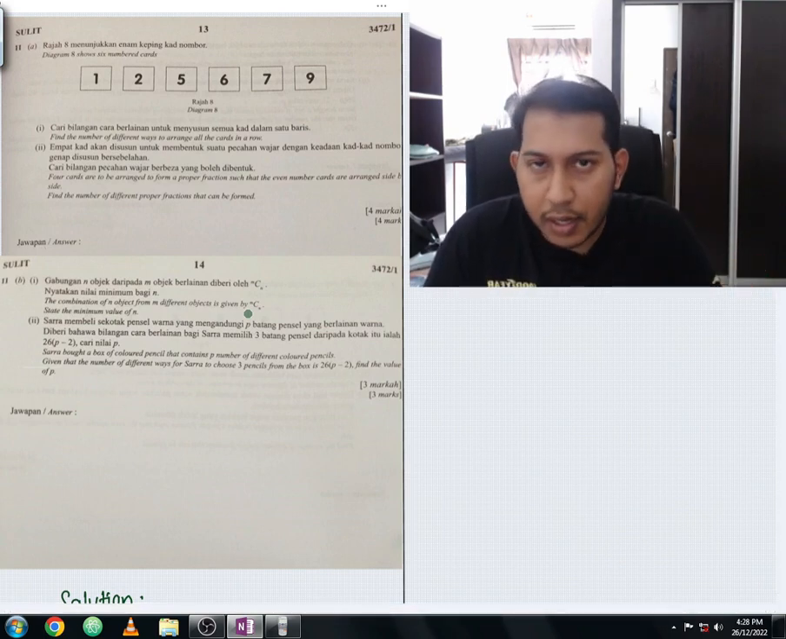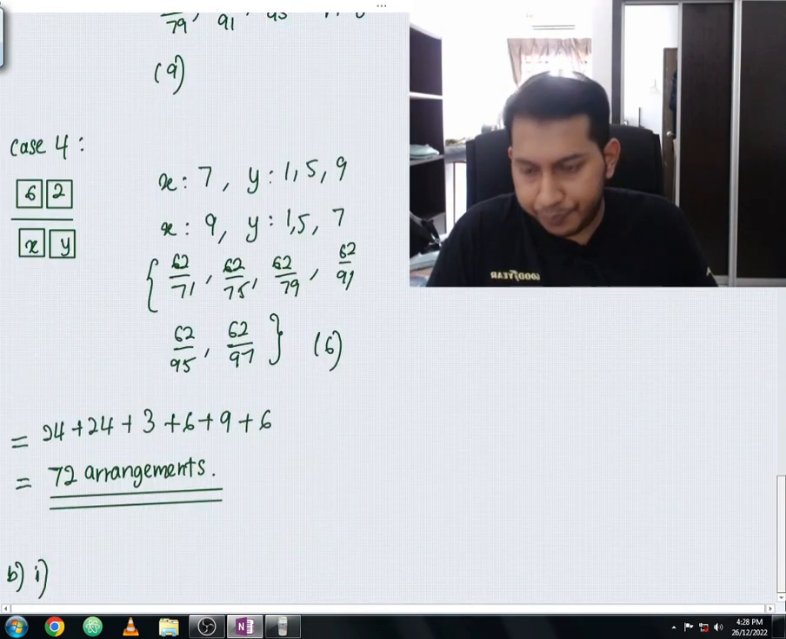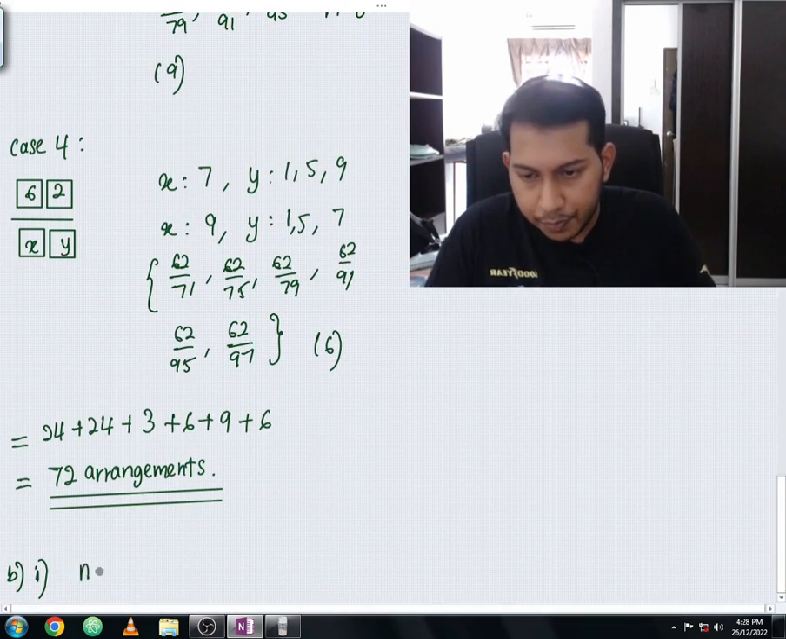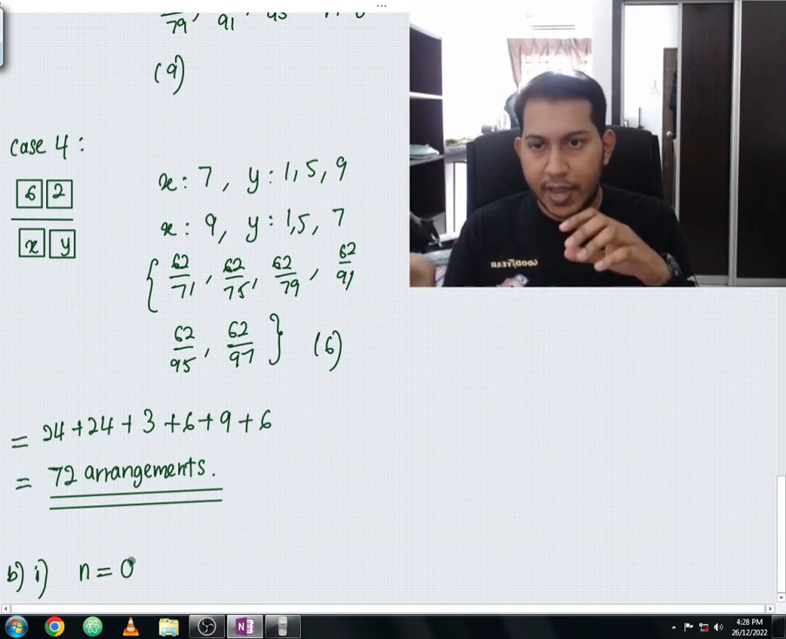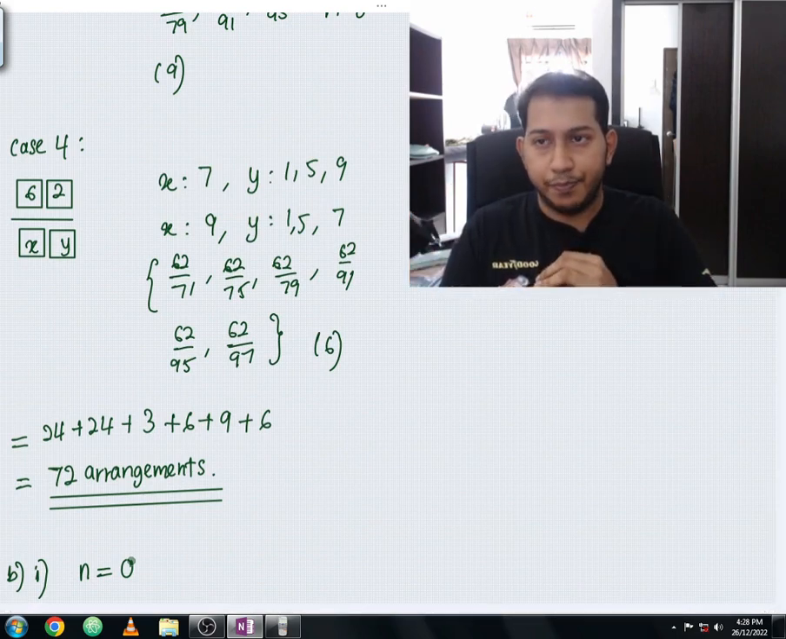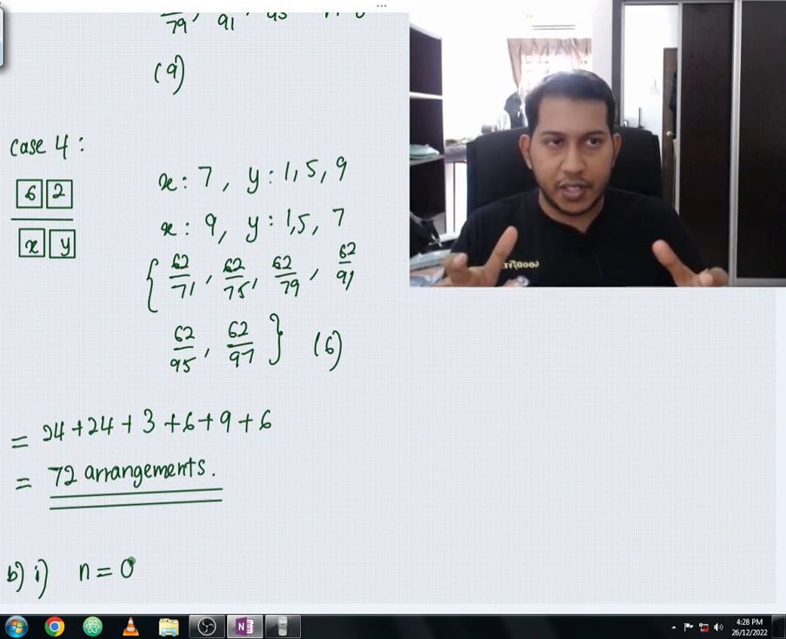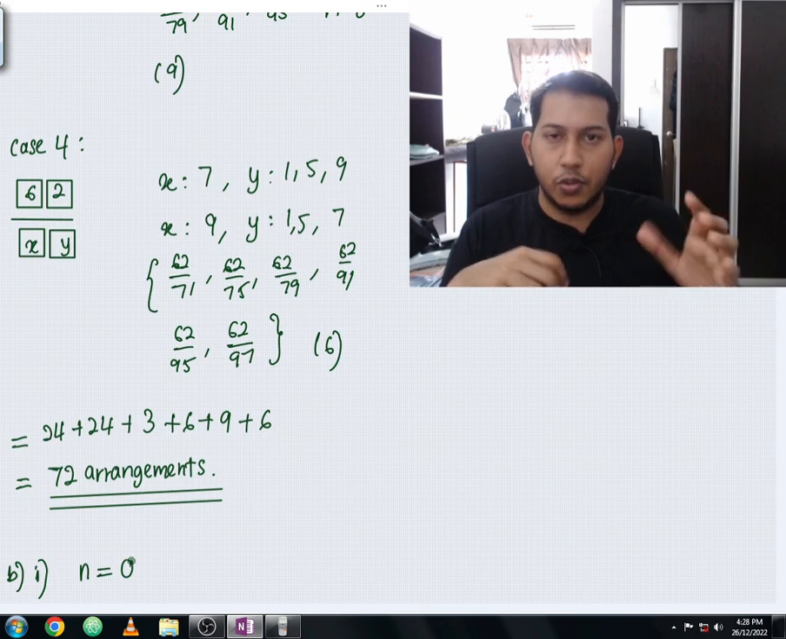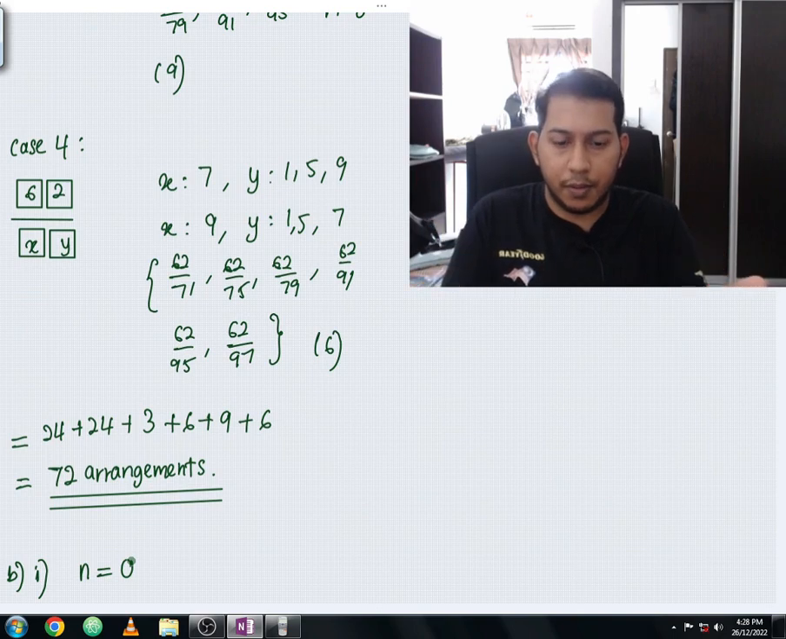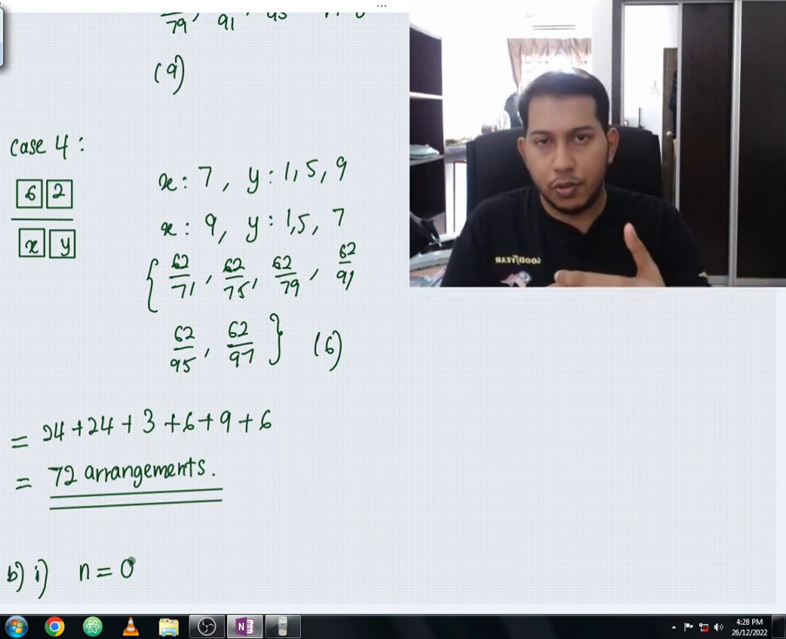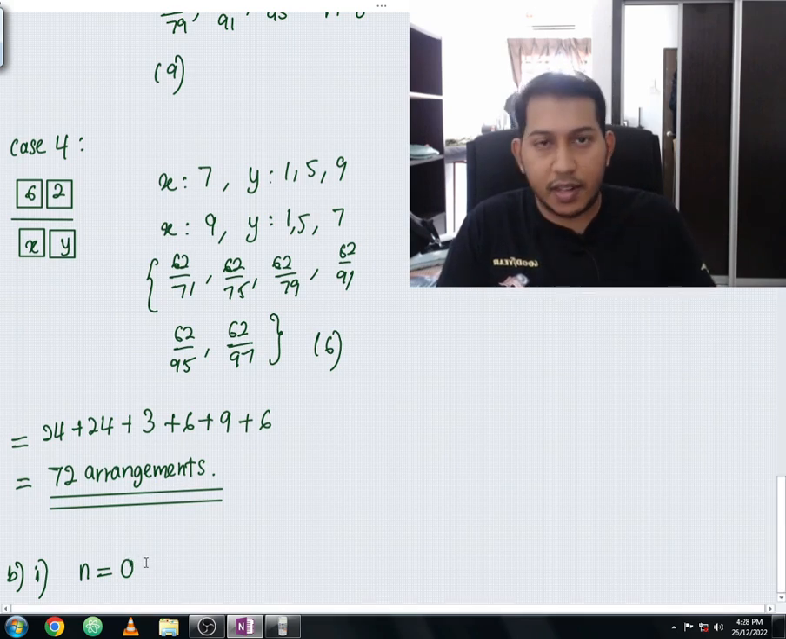This one you don't need very sophisticated working. You can just straight away write your answer, n is equals to 0. Out of the number of trials, you can have 0 possible arrangement. Out of the 5 objects you have in front of you, you can choose none of them. That's why you can have the minimum of n is equals to 0.